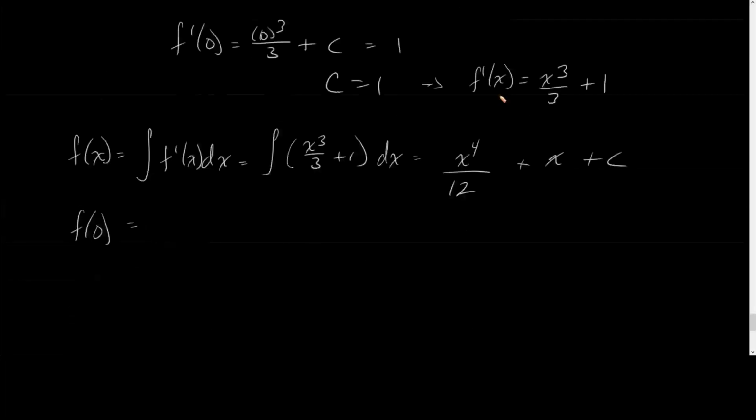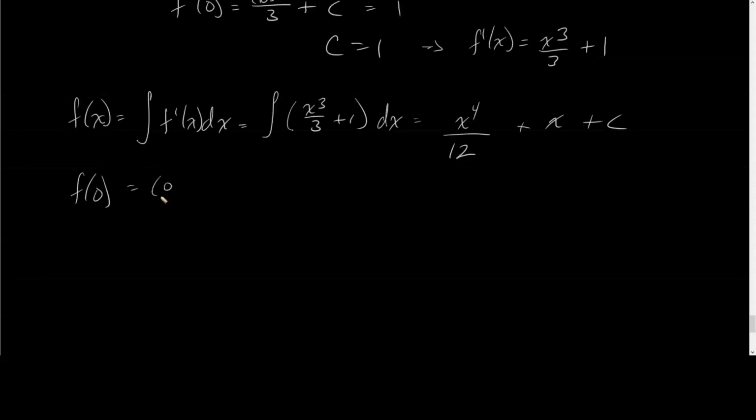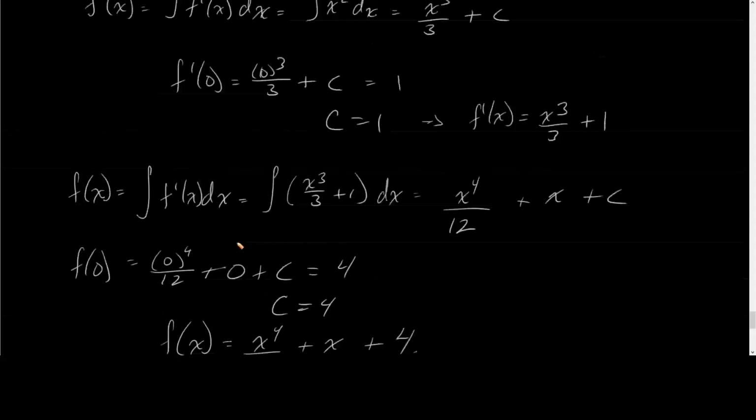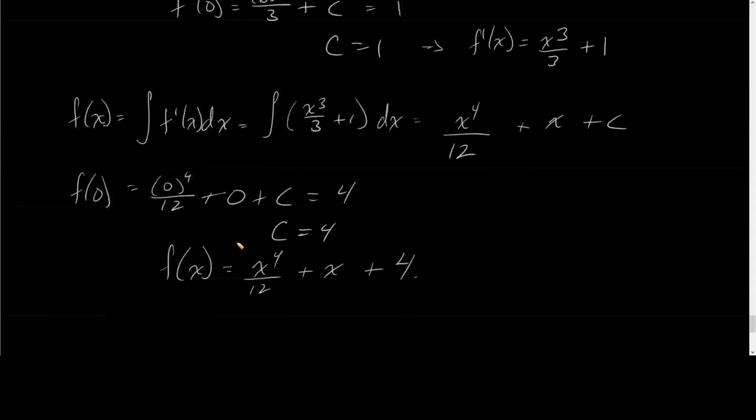So when we plug in 0, I have 0 to the 4th over 12 plus 0 plus c equals 4. Therefore, c is equal to 4. So that tells me then that f of x is actually x to the 4th over 12 plus x plus 4. All right. So that was R. S.